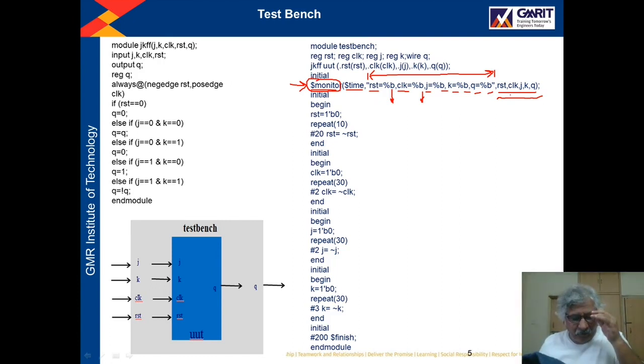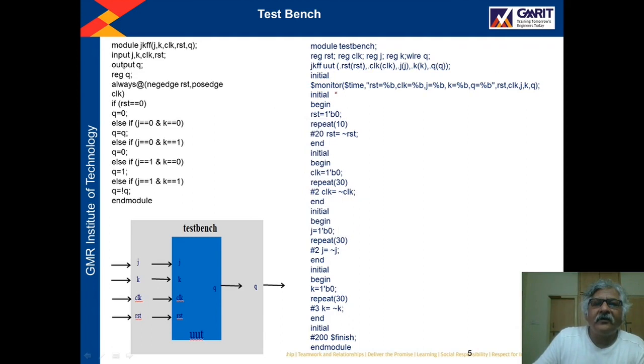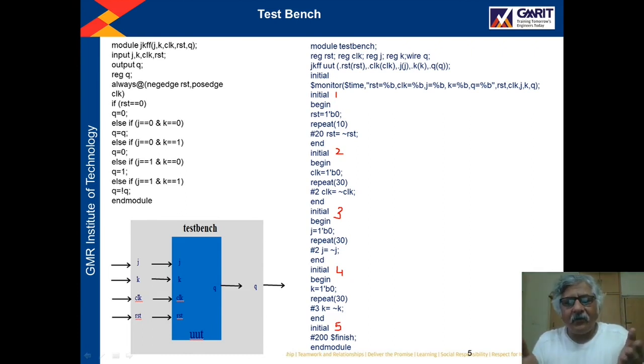Now in the test bench we use the initial block, right? Because an initial block will execute only once. So for the test bench we have to use the initial block, and multiple initial blocks are allowed. Now you see this is my first initial block, second, third, fourth, and this is my fifth initial block. All the initial blocks will execute parallelly.